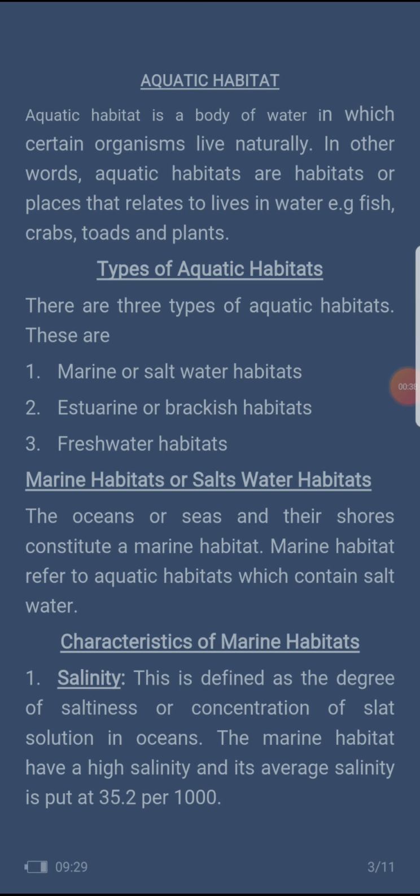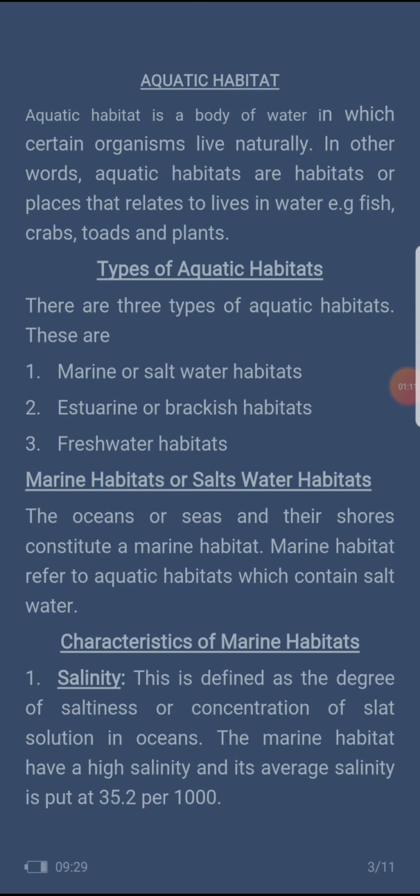Now, types of aquatic habitat. We have the marine, which is the saltwater habitat. We have the estuarine and brackish, where the freshwater and saltwater meet, and we have the freshwater habitat. But in this topic, today we'll be talking about the marine habitat, which is the saltwater habitat. The ocean or seas at their shores constitute a marine habitat. Oceans, seas, they are salty water. Marine habitat refers to aquatic habitat which contains salt water. Just know that it contains salt water.